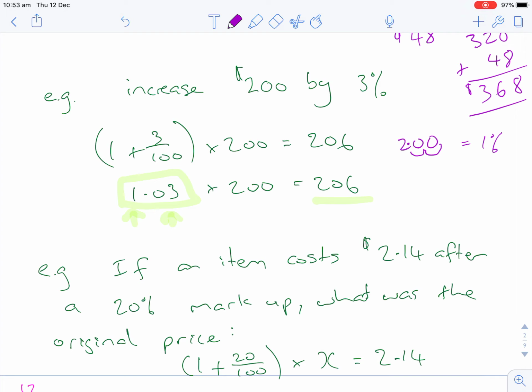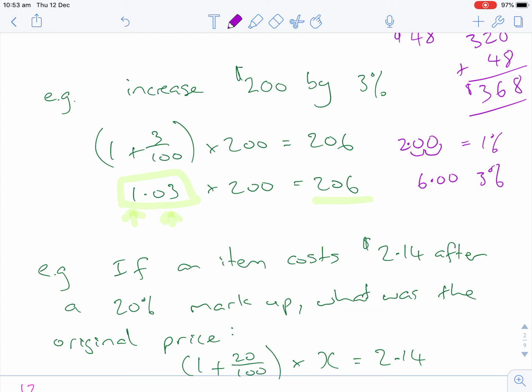Now I want 3%, so I'm just going to times that 1% by 3. So I want 3 lots of 1%. If I times that by 3, I'm going to wind up with $6. And so that would be how much I'm going to go up by. Don't forget to add it on because you are increasing. You're not finding 3%, you're increasing by 3%.